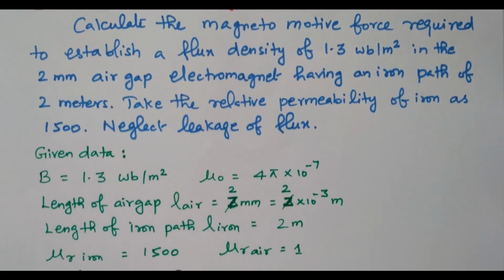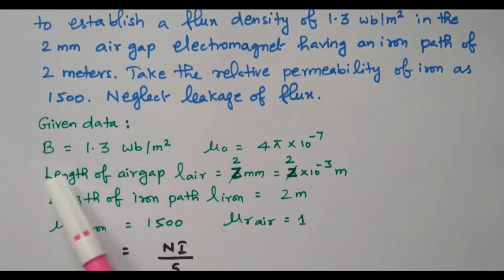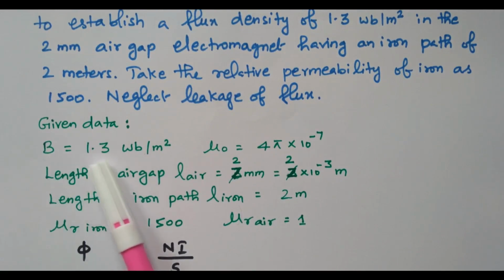Now we'll see the given data. The magnetic flux density is given as 1.3 Weber per meter square. The mu naught is a constant, the absolute permeability, 4 pi into 10 to the power minus 7. The length of the air gap is 2 millimeter, so it is 2 into 10 to the power minus 3 meter. The length of the iron path is 2 meter, and mu r of the iron is given as 1500. Mu r of air is always 1. So we need to find the MMF, the magnetomotive force.